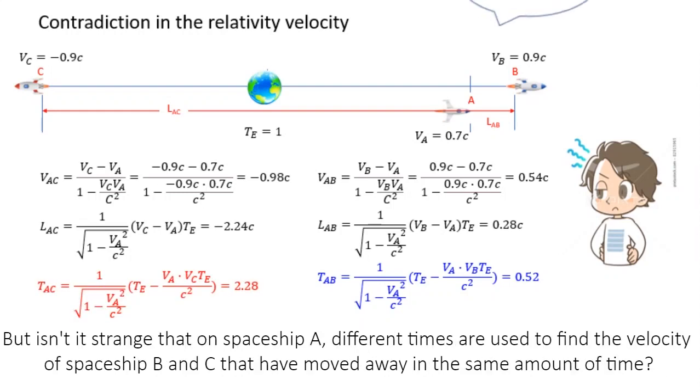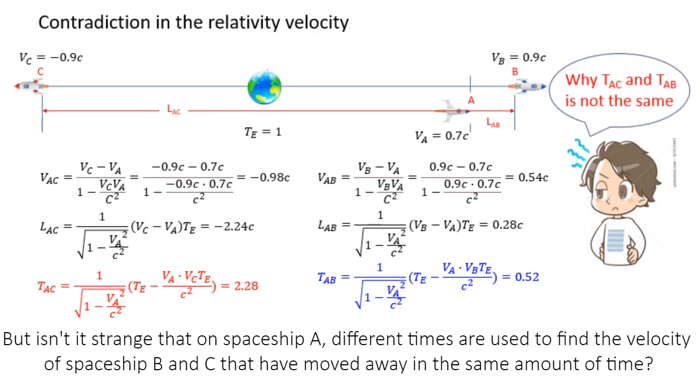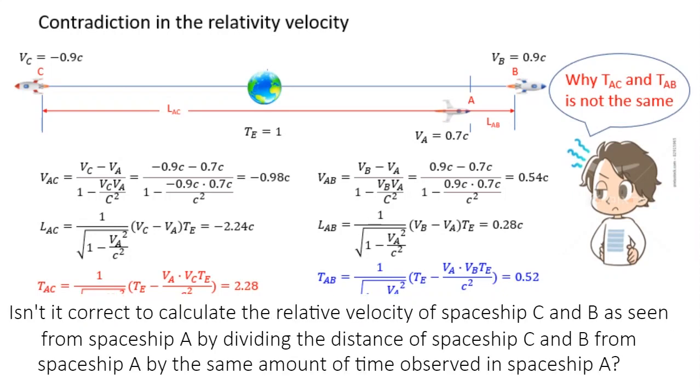But isn't it strange that on spaceship A, different times are used to find the velocity of spaceship B and C that have moved away in the same amount of time? Isn't it correct to calculate the relative velocity of spaceship C and B as seen from spaceship A by dividing the distance of spaceship C and B from spaceship A by the same amount of time observed in spaceship A?